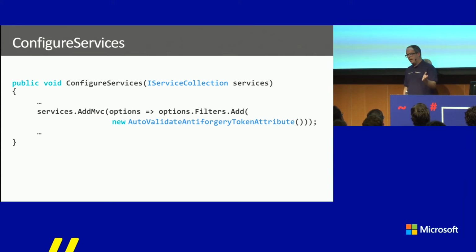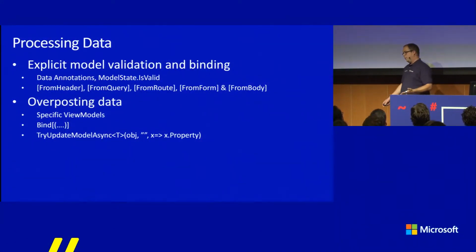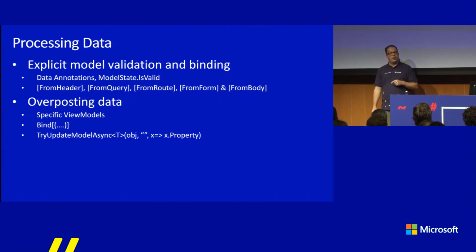If we then move back to the processing of the data, explicit validation of your model is of course important. Make sure that you use data annotations and that you also check the model state is valid, right? It's all pretty straightforward. Be explicit on where you expect the model binder to fetch the data fields from, right? There are different ways of annotating it.